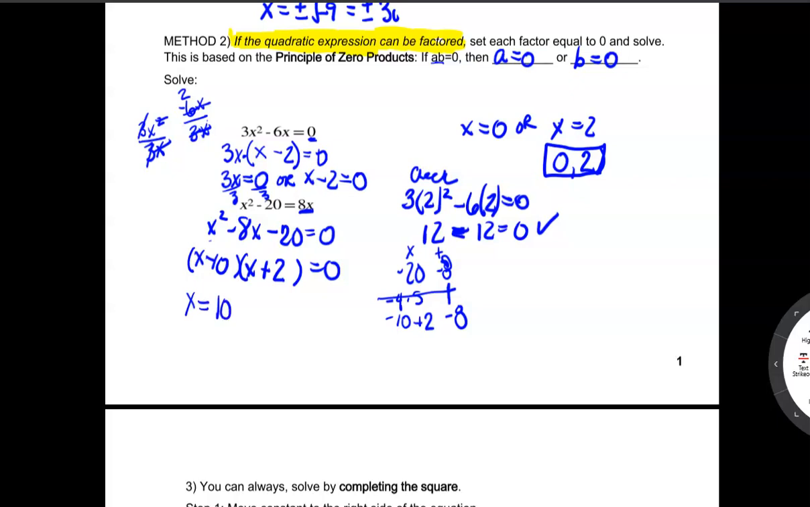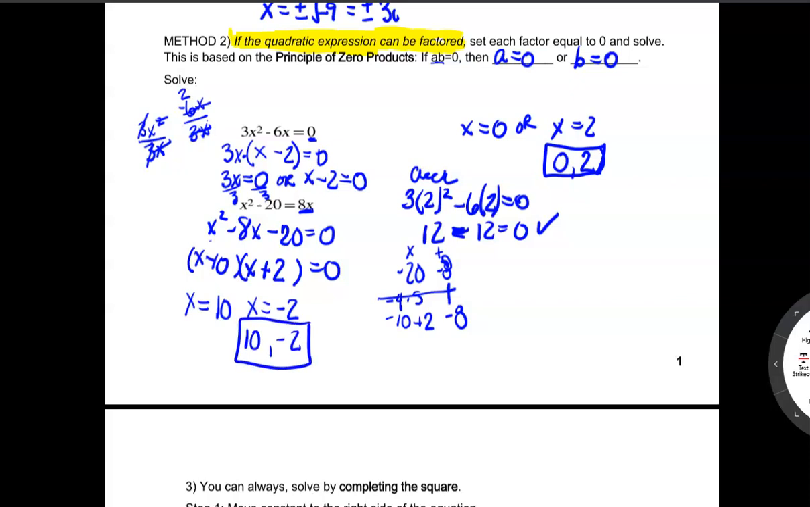So this first part, we set that equal to 0. X minus 10 equals 0. I solved that by adding 10 to both sides. The second one is x plus 2 equals 0. I can solve that by subtracting 2. So I get two answers, 10 and negative 2.